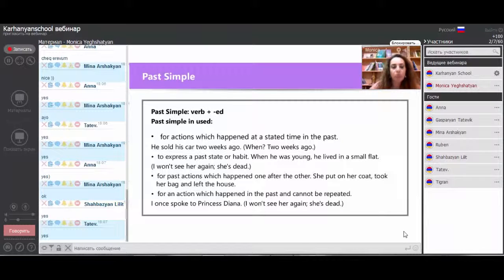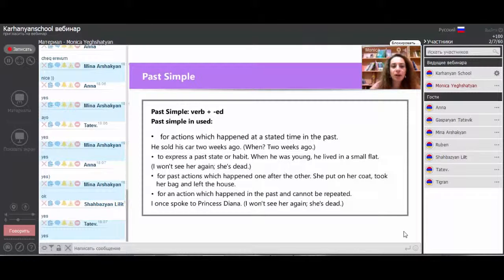The third one. For past actions which happened one after the other, she put on her coat, took her bag and left the house. Then, we use past simple for an action which happened in the past and cannot be repeated. I once spoke to Princess Diana. I can't talk to her because she's dead now. Okay, do you have any questions? If no, will you please write down any question, any sentence in past simple?